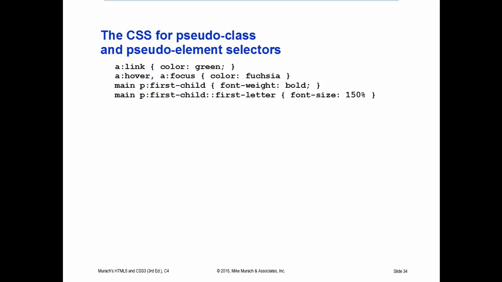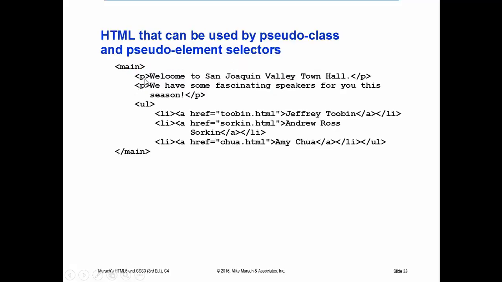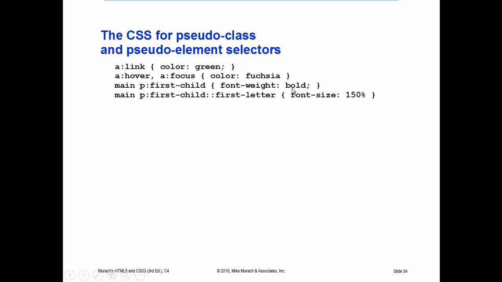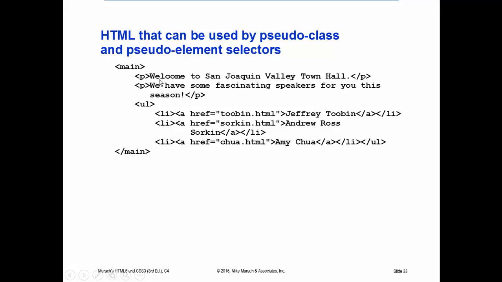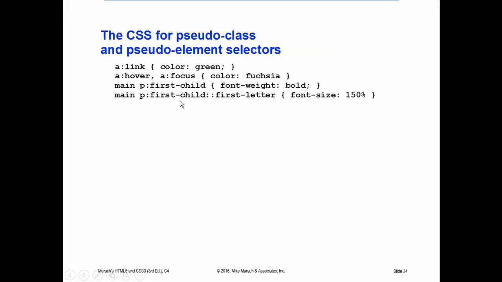This is saying that when I have links that have not yet been clicked, I want them to be green. Anything that I'm hovering over, I want it to be fuchsia. I want the first paragraph that's here, the paragraph that says, "Welcome to San Joaquin Valley Town Hall," to be bold. I want the first letter in the first paragraph, that W, to be 1.5 times its regular size. So let's try that and see if it works.